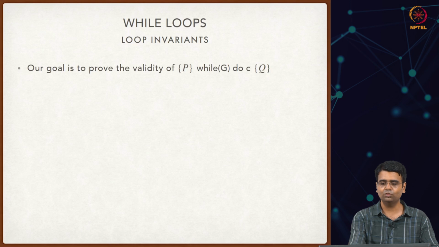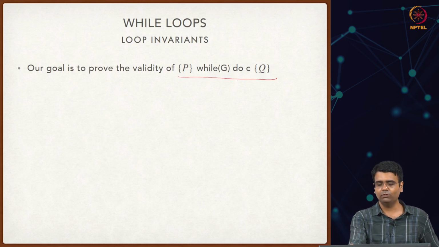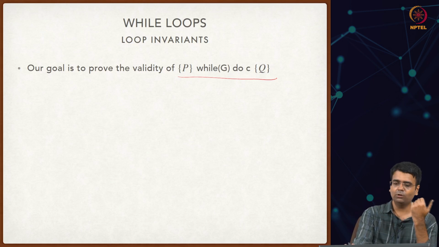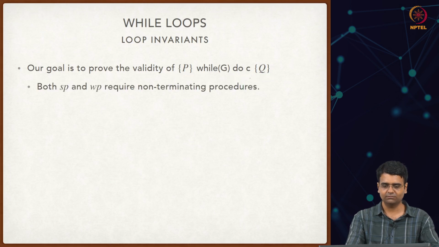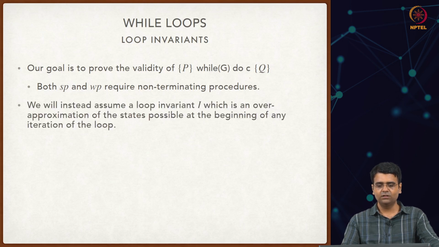We want to prove validity of Hoare triples like this, where my program contains a while loop. So I have this program which contains while g do c, and I want to show that this particular Hoare triple is valid. We want to use loop invariants for this purpose. We have seen that both SP and WP require non-terminating procedures. So we will use a loop invariant I intuitively.